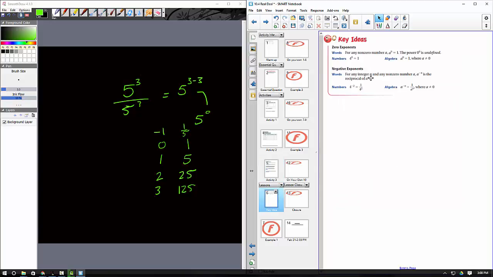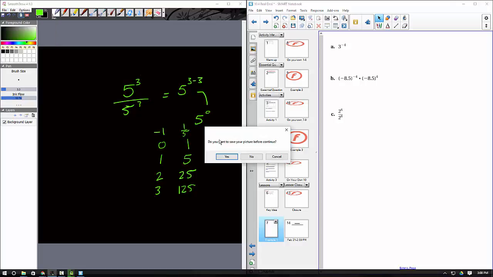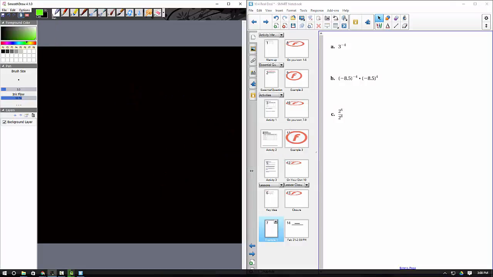So the key idea here is that if I have numbers like 4 to the 0, that will equal 1. And if I take 4 to the negative second, I can rewrite that as 1 over 4 to the second. It's just the reciprocal. It's 1 over it. So that's what this shows us right here. For a couple examples, if I have 3 to the negative fourth and I want to keep this positive, I would really do 1 over 3 to the fourth. It means the same thing as 3 to the negative fourth.